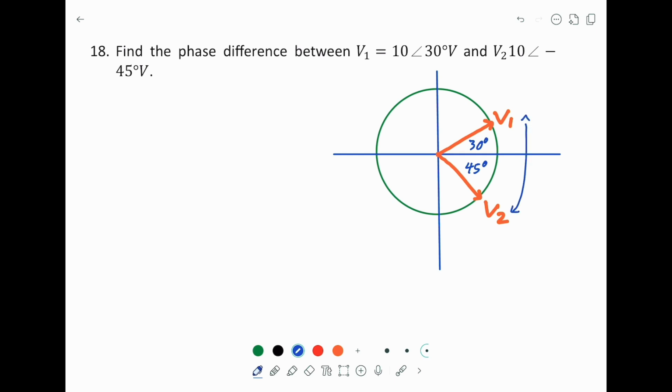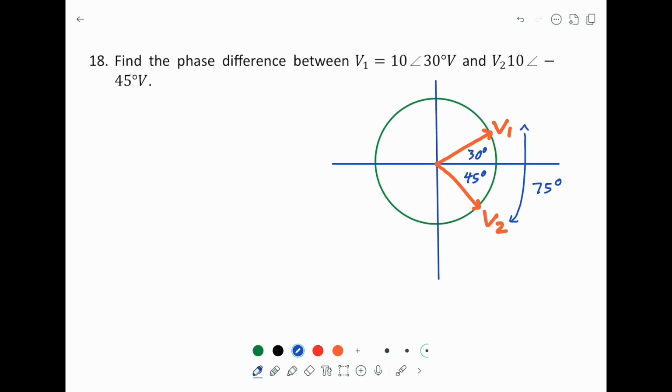The phase difference between V1 and V2 is 75 degree. So we can say V1 leads V2 by 75 degree, or alternatively, we can say V2 lags behind V1 by 75 degree.